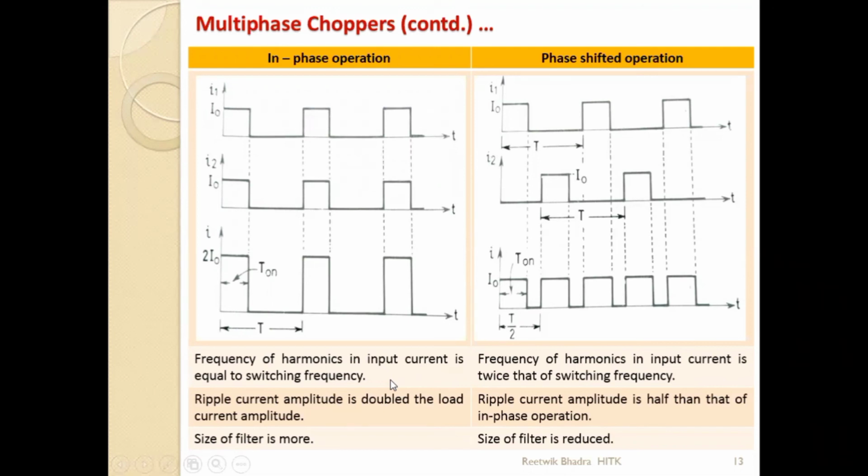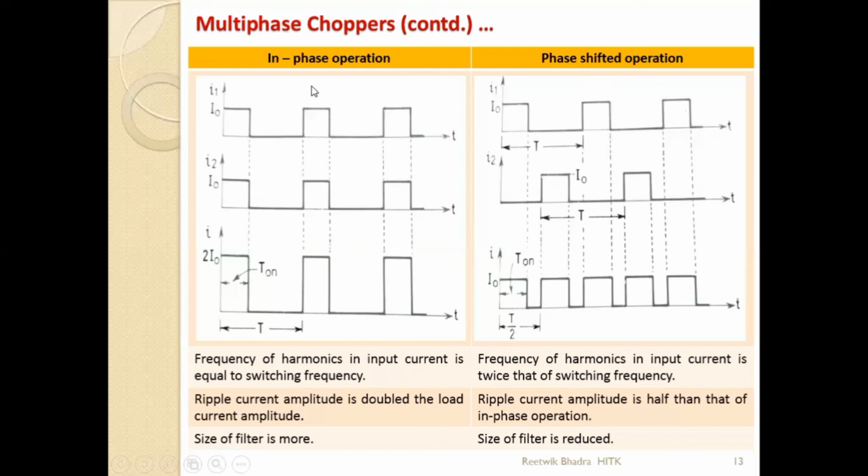So as your frequency increases, the size of your filter will decrease. Since in phase shifted operation your frequency is higher, the size of the filter will be reduced. That is, the inductor size and capacitor size, whatever we are using, will be reduced. So your phase shifted operation is much more preferred than your in phase operation. Your inductor component size will reduce, and the cost of the whole circuit apparatus will reduce. So that's why phase shifted operation is much more preferred.